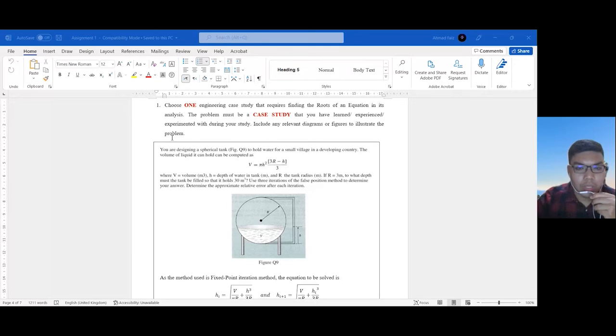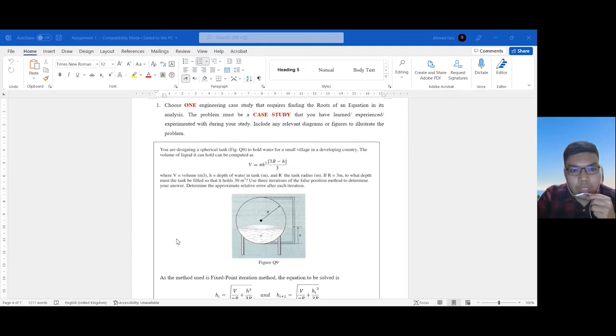Assalamualaikum warahmatullahi wabarakatuh. My name is Faiz bin Abdullah. Now, I will explain the fixed point iteration method that was used to solve the case study. In this case study, we need to determine the value of H, which is the depth of water that can be filled until the volume reaches 30 meter cubic.